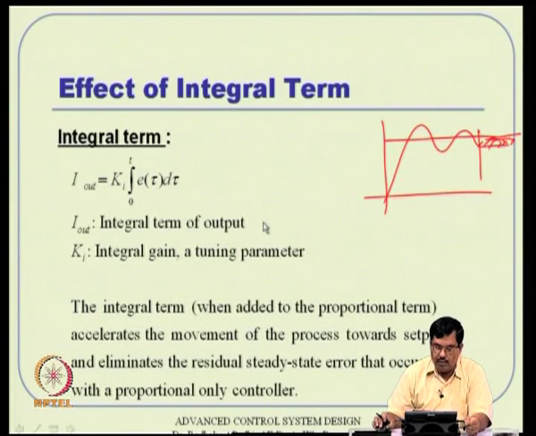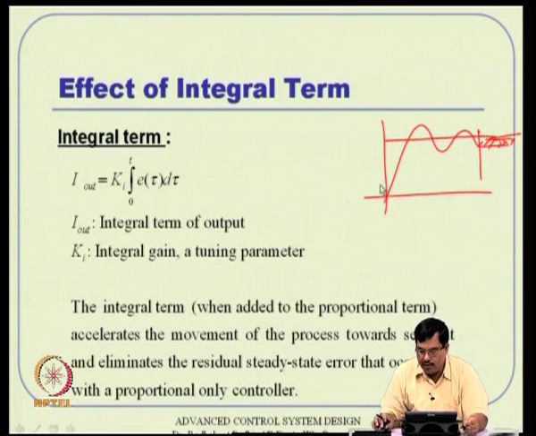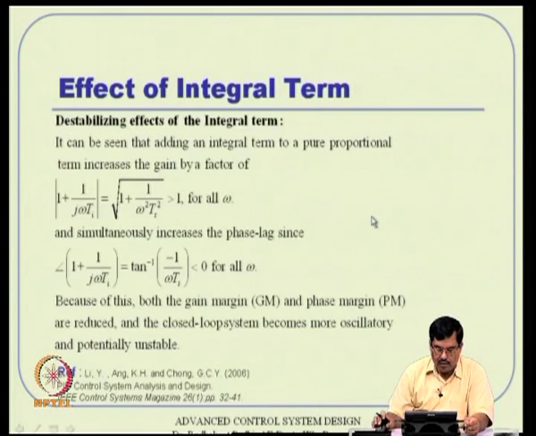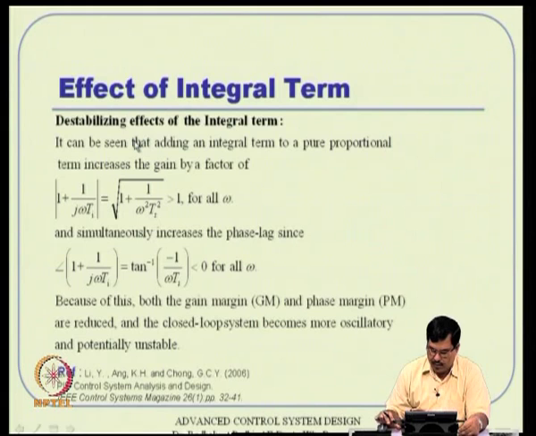Okay, these are the good things, but what is the bad thing? The integral loop should always be used in a judicious manner, because there are certain bad things. First thing is there is some sort of a destabilizing effect of the integral term, and we will understand it a little more when we learn about gain margin, phase margin, things like that in frequency domain analysis.